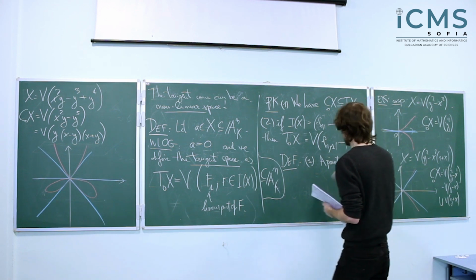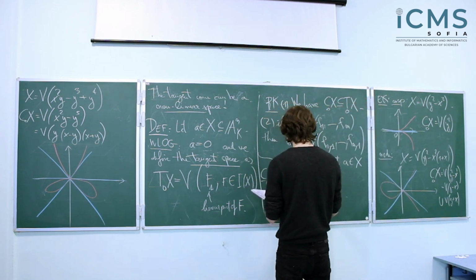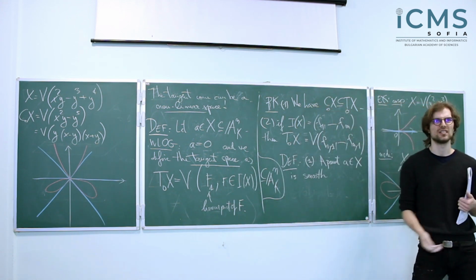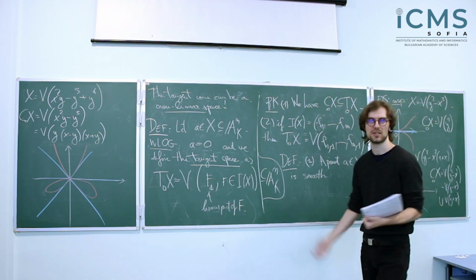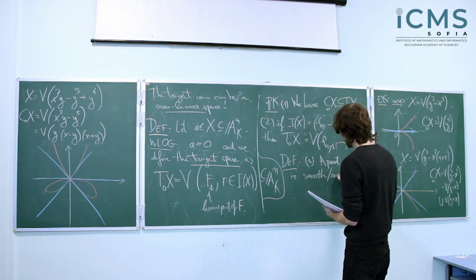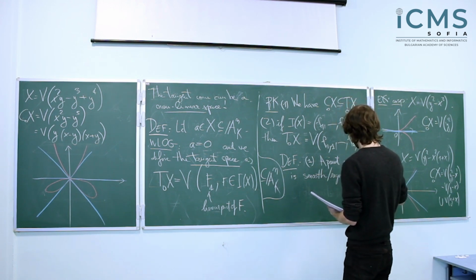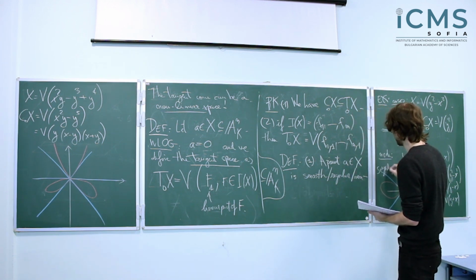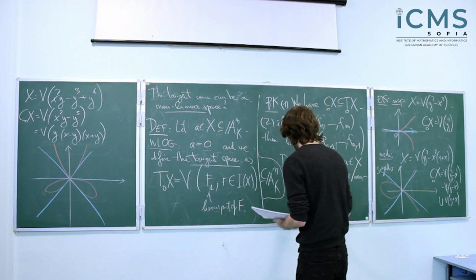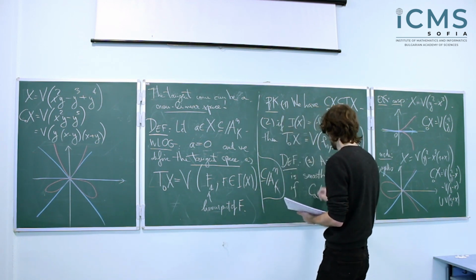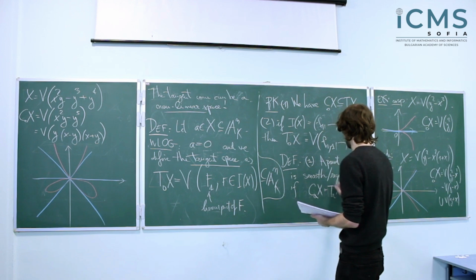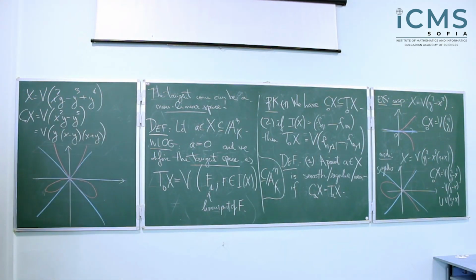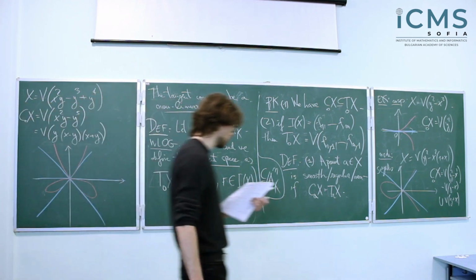The point a in X is, and there are several terminologies for these points: smooth, regular, or even non-singular, if the cone and the tangent space coincide. And otherwise it will be called a singular point.